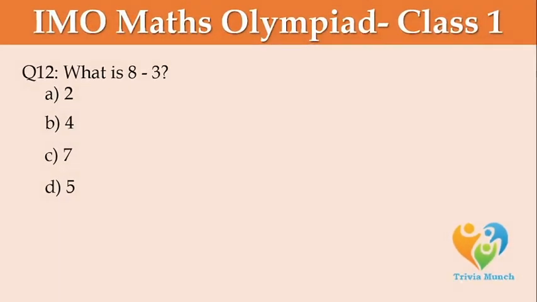What is 8 minus 3? Option A 2, option B 4, option C 7, option D 5.